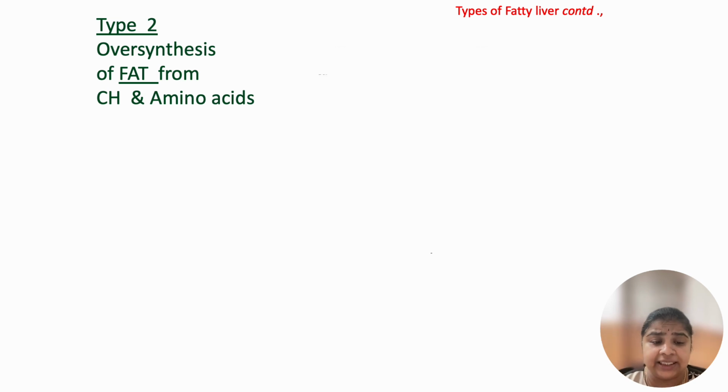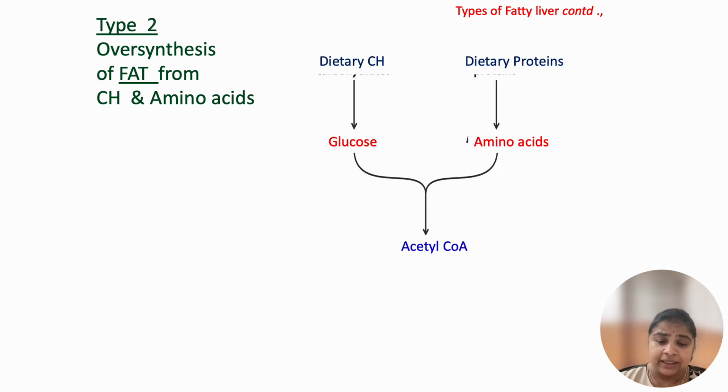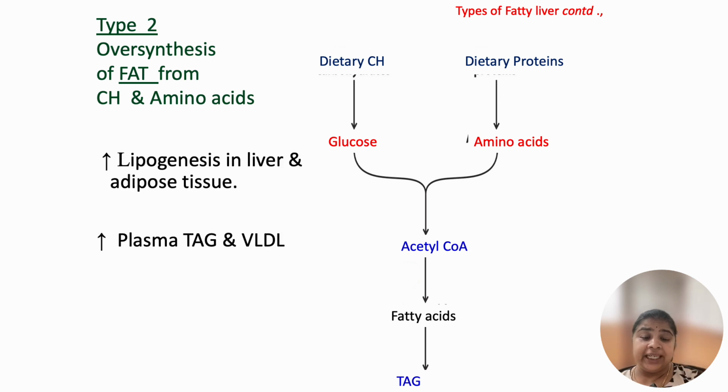Type 2 is oversynthesis of fat. Although it is not overfeeding of fat, there is excessive carbohydrates and amino acids in the diet. All these ultimately lead to excessive production of acetyl CoA, which is channeled towards formation of fatty acids and deposited as triacylglycerol. So, there is increased lipogenesis in liver and adipose tissue, and in the plasma we see more triglycerides and VLDL.